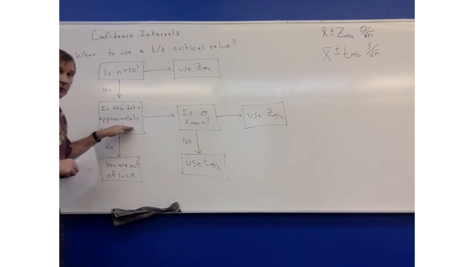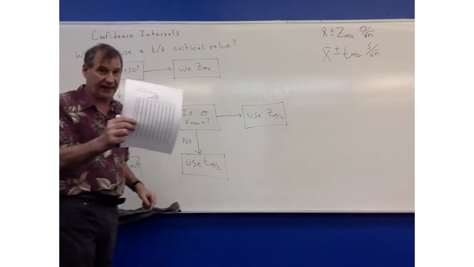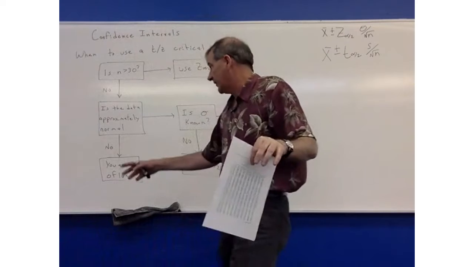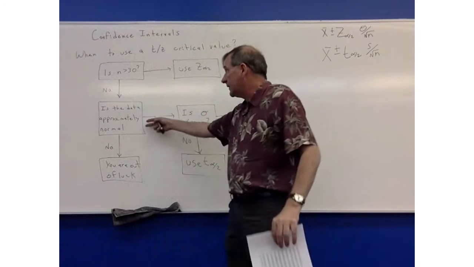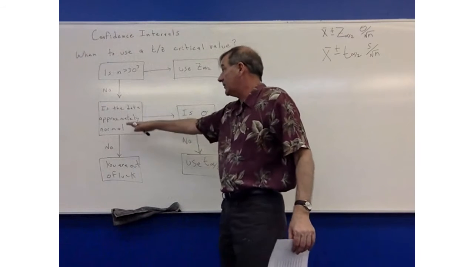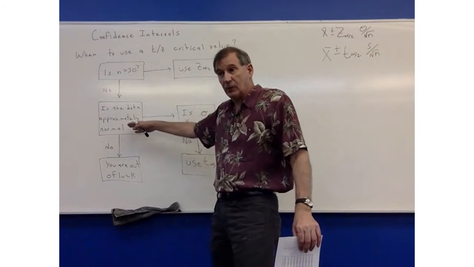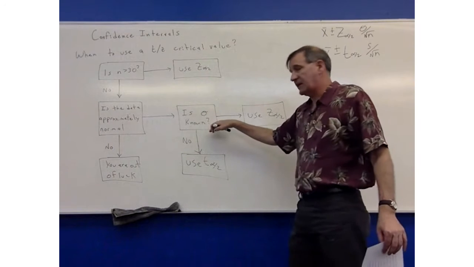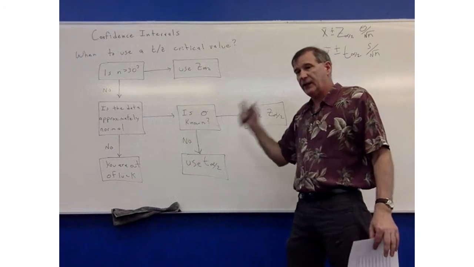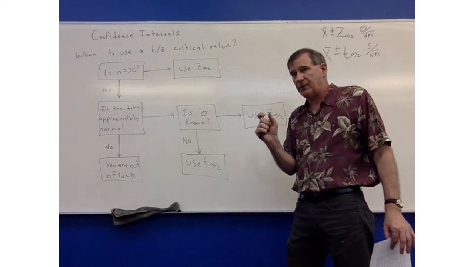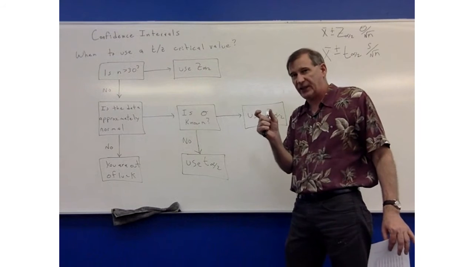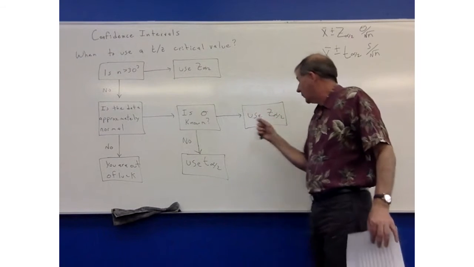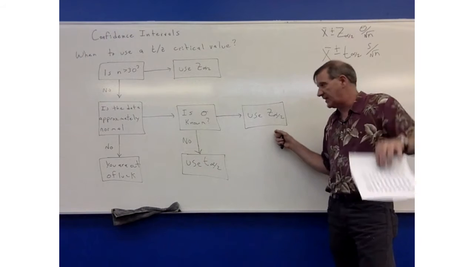Okay, suppose N is not bigger than 30. Is the data approximately normal? If it's not normal, you're out of luck. This table is not representative, and your data will not be on this table. Suppose it is normal. Then maybe we still could use this table. Is sigma known? If sigma is known, we know the standard deviation of the population, and there is no additional fluctuation in the data. We can use a Z value. We can use this table.